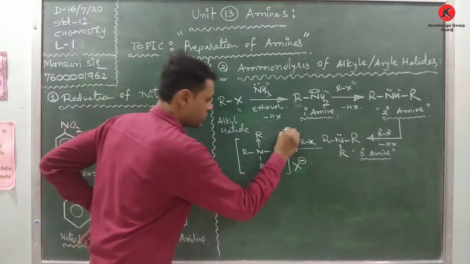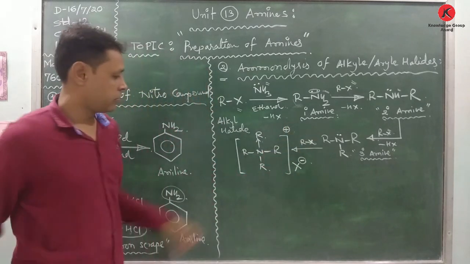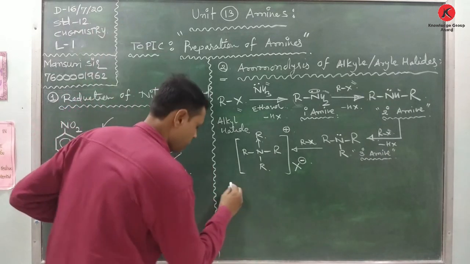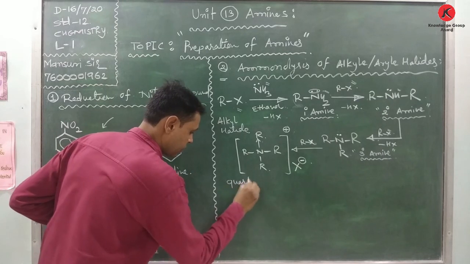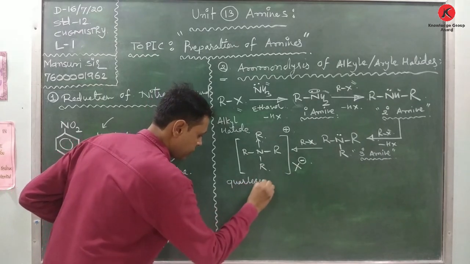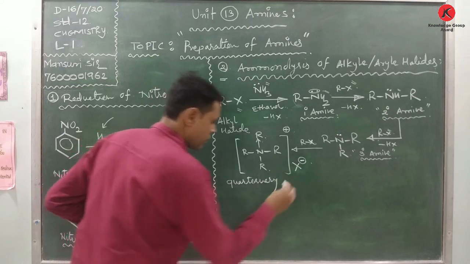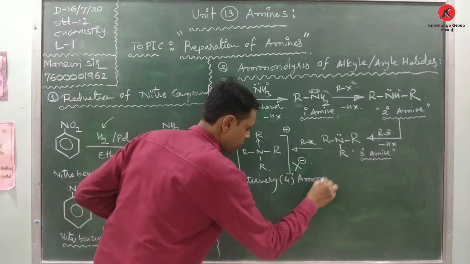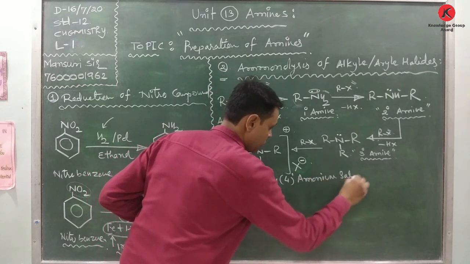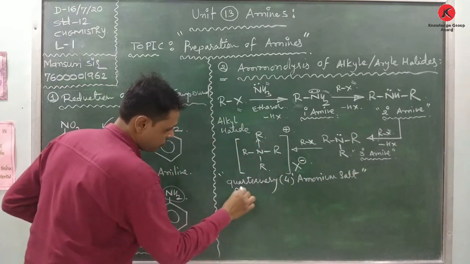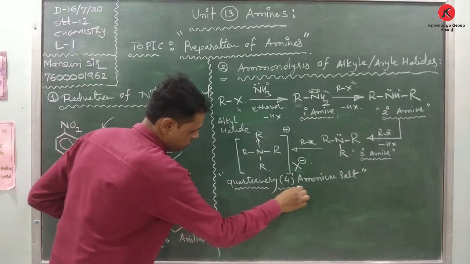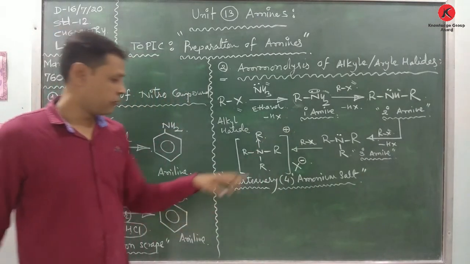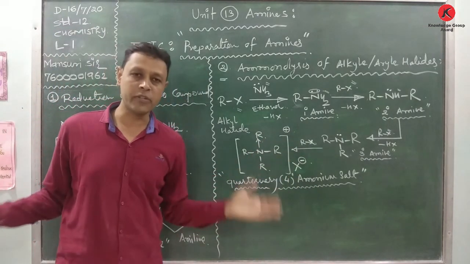right? This is a 4 degree ammonium salt. This is quaternary 4 degree ammonium salt, it is formed. So by this process we can say that 4 degree ammonium salt is obtained.